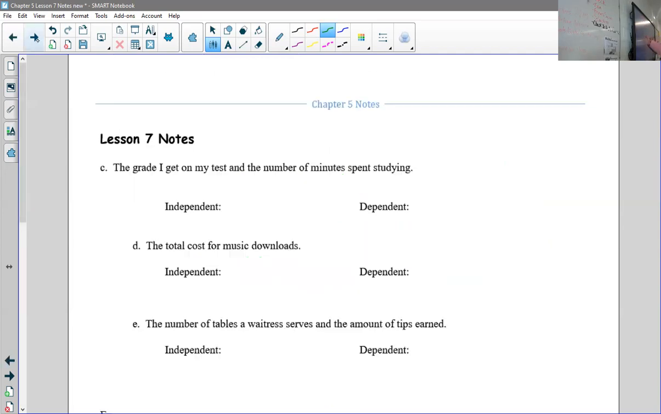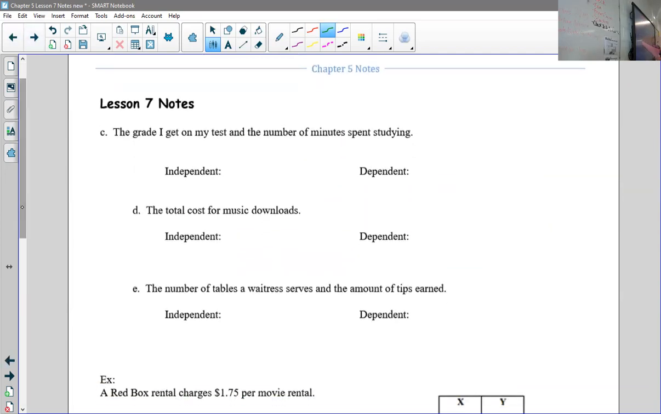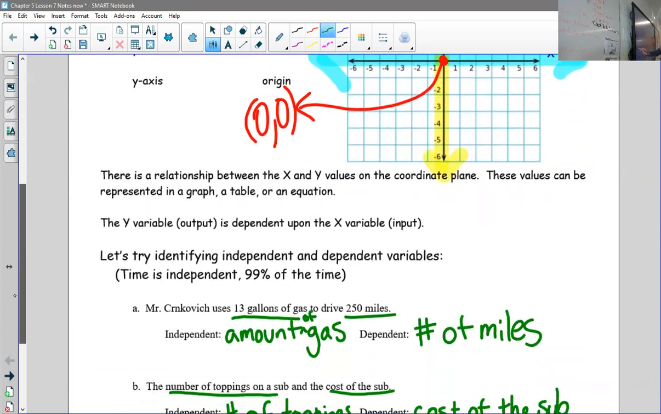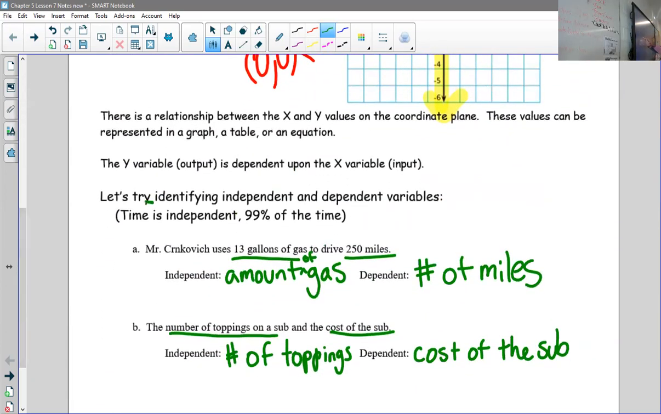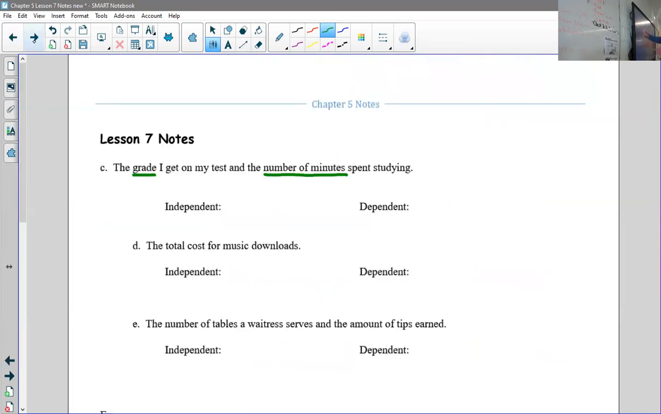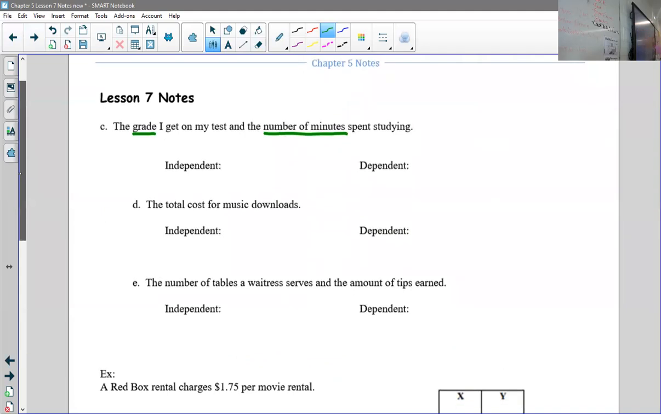All right, let's flip our pages. Take a look at example C. The grade I get on my test and the number of minutes spent studying. Well, if we look at our first page, we were given a clue here that time is independent 99% of the time. So words like minutes, hours, seconds, those are all key clues that that variable is going to be the independent variable. But since it's only true about 99% of the time, we still have to think about if that actually makes sense.